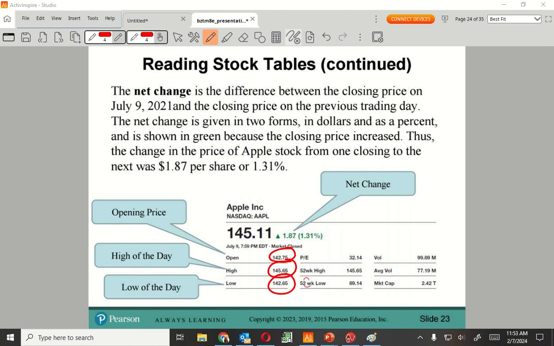And the change right here is from the previous day, it went up 1.87 points or 1.31%. So when you actually do this in the calculator or on the computer for your MyLab, you're going to have to do these things right here, okay? It's going to ask you this stuff.